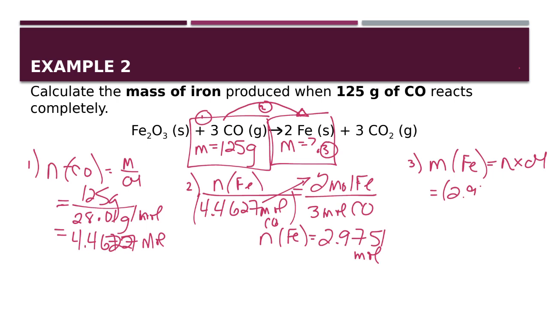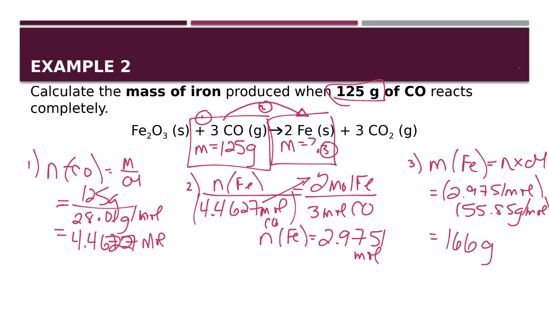So 2.9751 mole of iron, and the molar mass of iron is 55.85 grams per mole. I have about 3 moles, so you can already estimate you're going to have over 150 grams at least. When I do the math, I need 3 sig figs from that starting bit of data that they gave me. And so my rounded mass value is 166 grams.